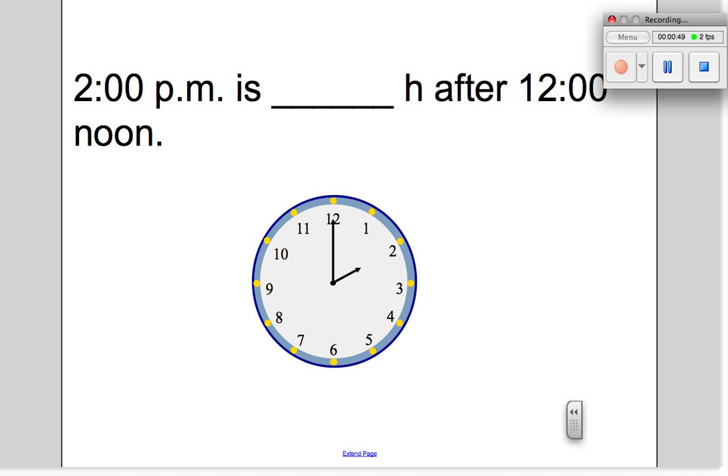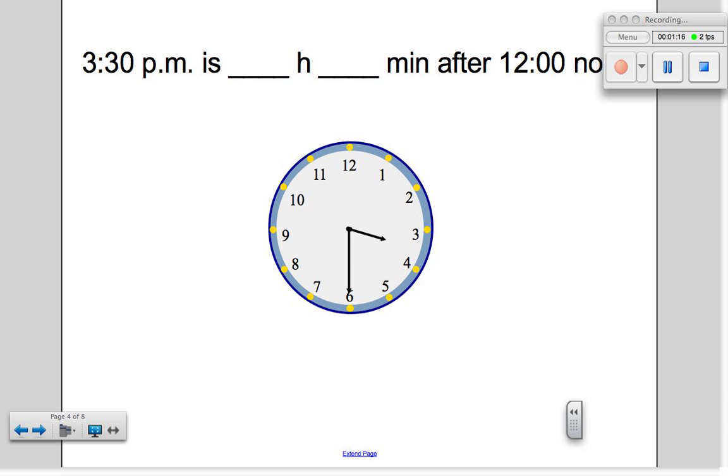Let's start with this question. 2 p.m. is how many hours after 12 noon? If you notice, both of these times are exactly on the hour. So we know that from 12 o'clock noon to 1 o'clock p.m. is 1 hour, and from 1 p.m. to 2 p.m. is 1 hour. So 2 p.m. is 2 hours after 12 o'clock noon. Let's try another one.